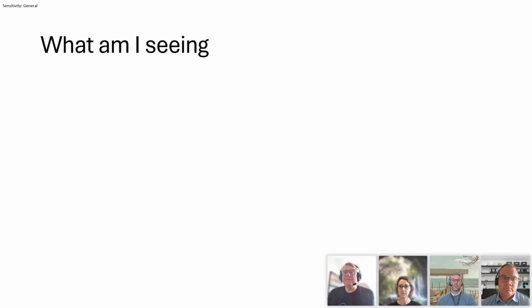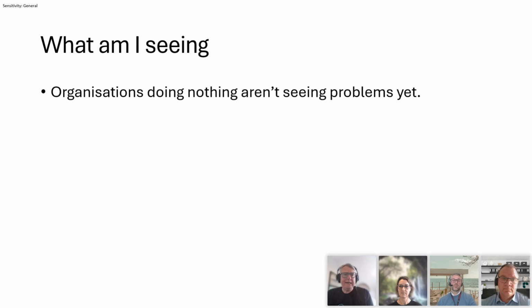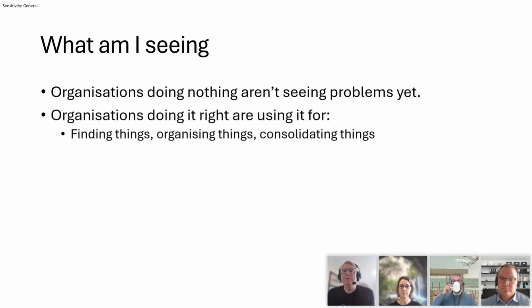So to finish off, things I'm seeing, I say to people, don't panic about generative AI. It's organizations that aren't using it at all, they're not seeing any problems. They're not becoming uncompetitive, and that's because we're just really early on. I guess every day the people who are creating these things are adding capability. What we're seeing people using it for is finding things, organizing things, and what I call consolidating things.